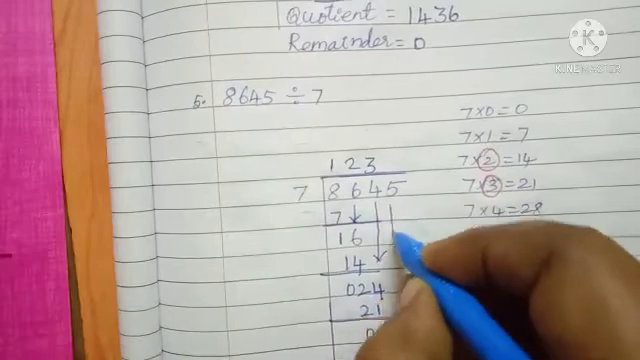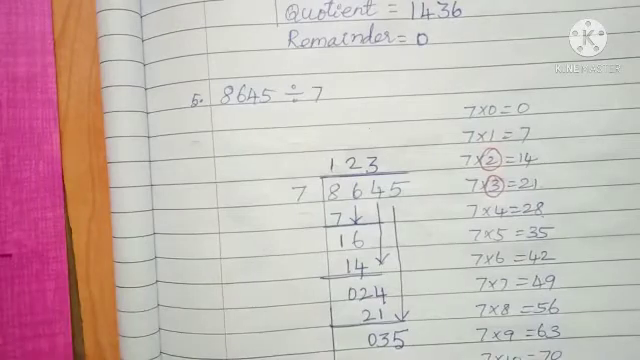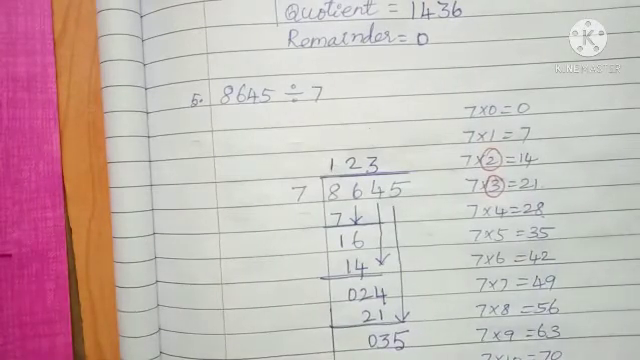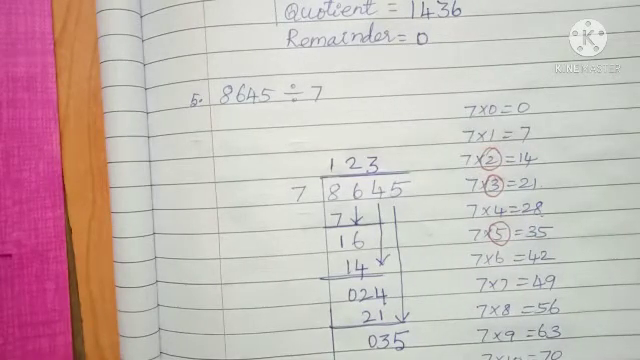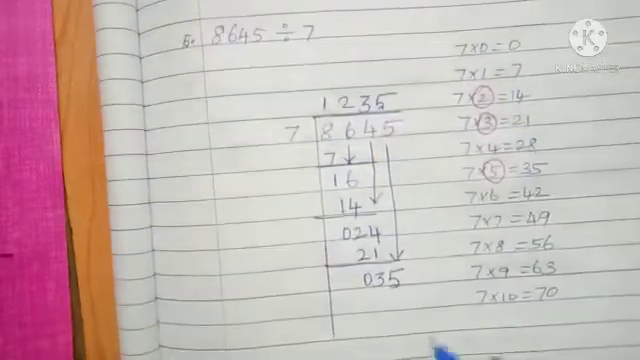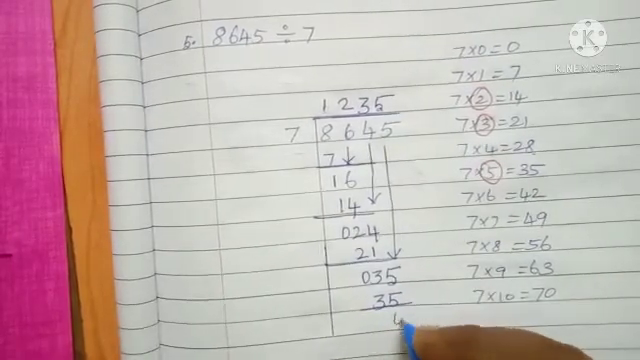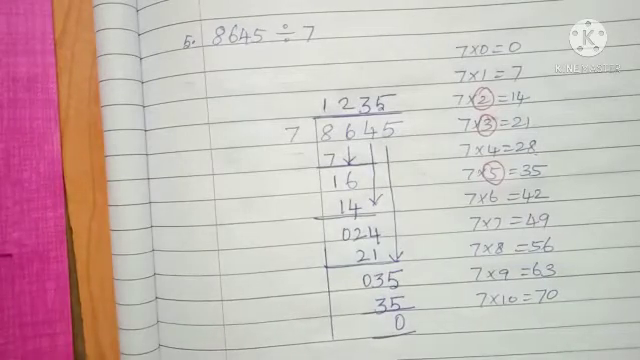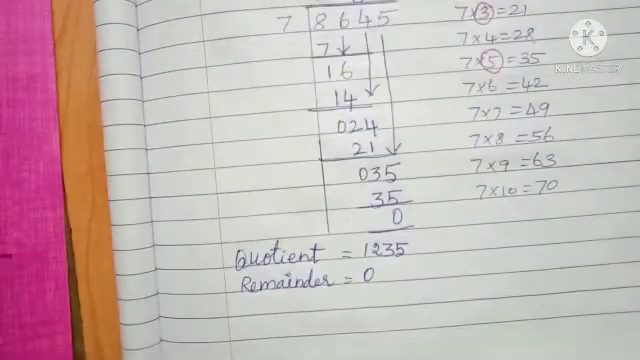Then the next number 5. So 35. 35 is coming in the 7 table. How many times? 5 times. So 7 fives are 35. So write the number 5. 35. So 35 subtract 35, 0. Then you find out the answer now. Quotient is 1235. Remainder is 0.